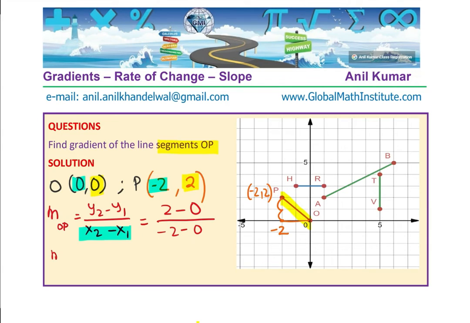And therefore, we get the slope OP as equal to 2 minus 0 is 2, and then we have minus 2. And when you divide, you get a negative number, negative 1. Do you see that? Now, clearly, the line here is falling, correct? The line here is falling. So, falling line, correct? So, that means negative slope.